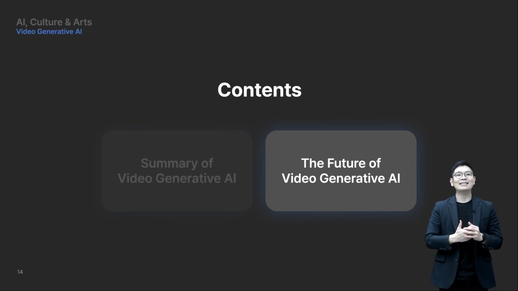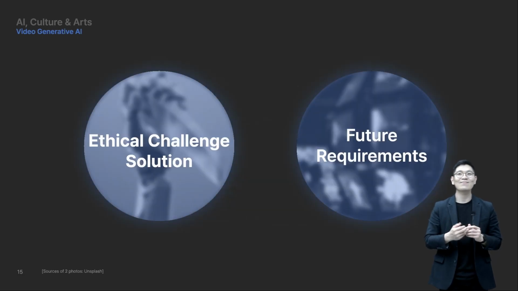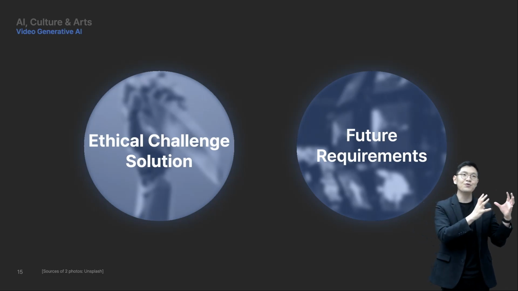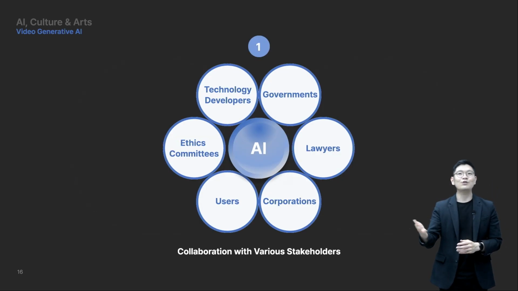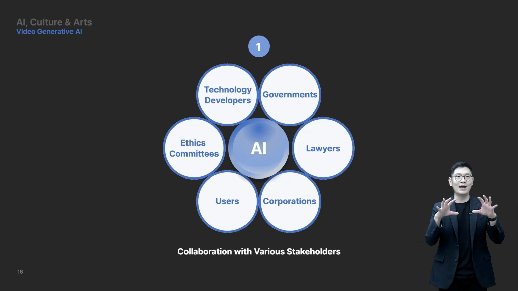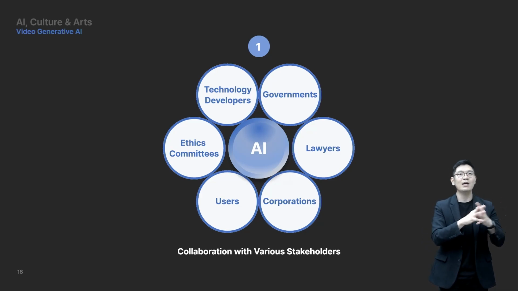So next, let's deep dive into what we can do for the future of video generative AI. There are two major issues: ethical challenge solution and future requirements. We ought to think about those two issues. Let's dive into details. First, we need to work with a variety of stakeholders to address and advance the conflicts that arise in video generative AI. As you can see, we have to listen to the opinions of technology developers, governments, lawyers, corporations, AI users, and the ethics committee all together.